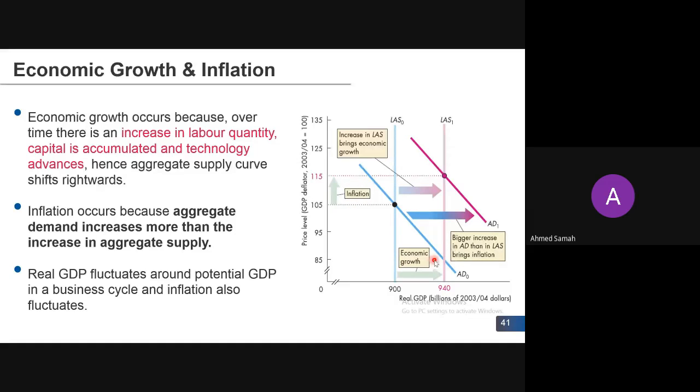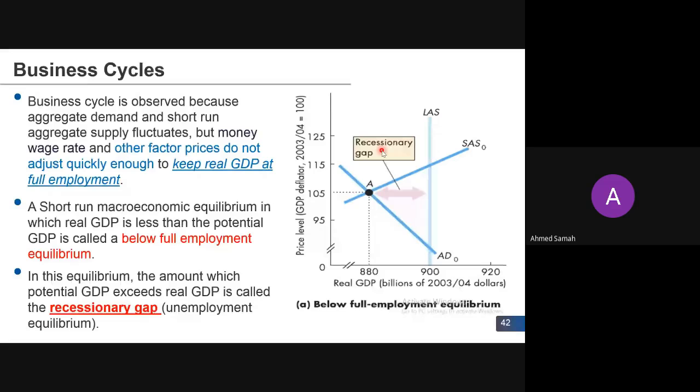Sorry, production level increases, demand level will increase. So now there is excess demand, which will lead to inflation or higher prices in general. So the real GDP fluctuates around the potential GDP in the business cycle, and inflation also fluctuates during that. So we'll talk about the business cycle and how it relates.